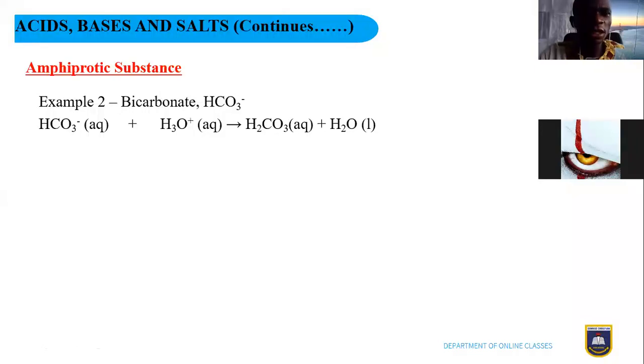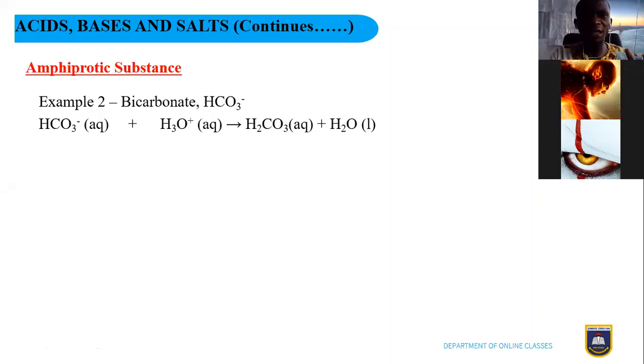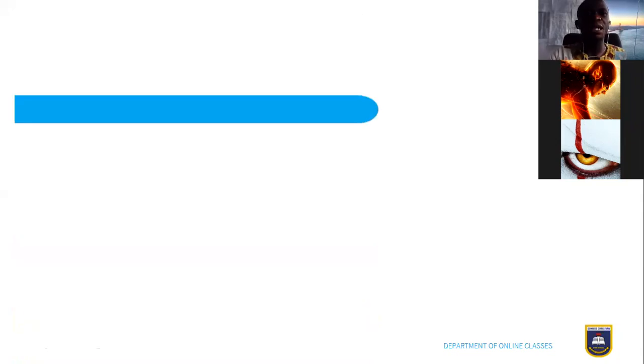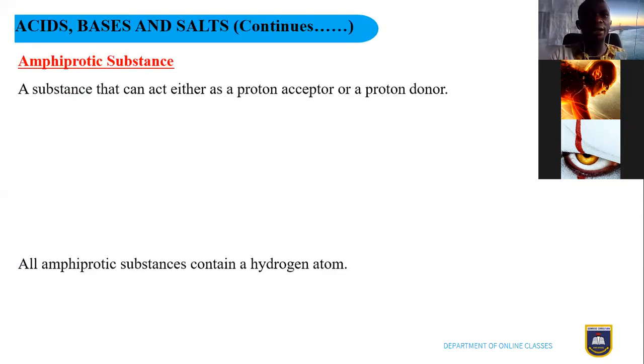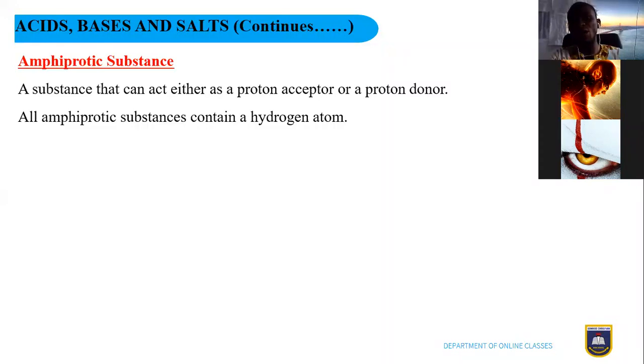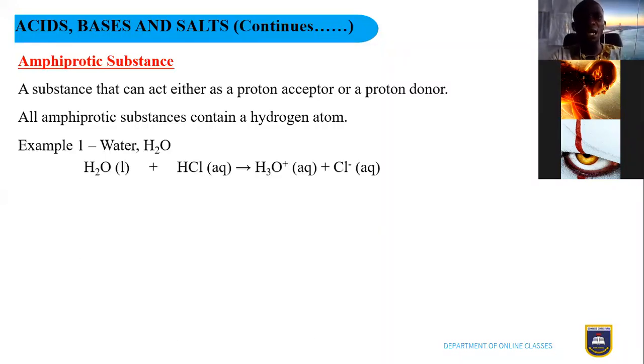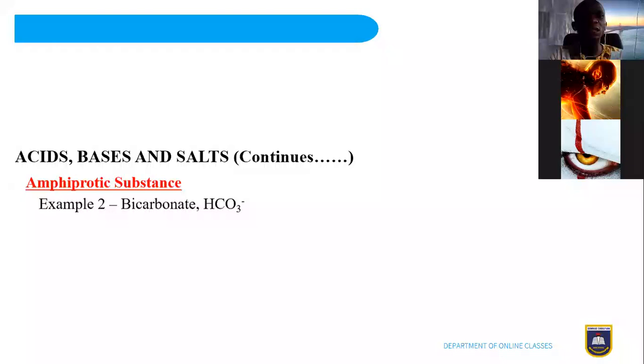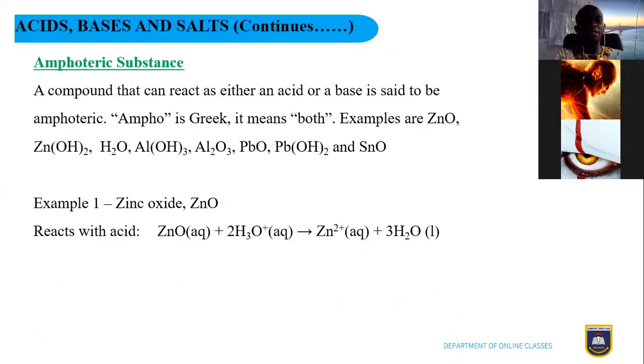All right, good afternoon, ladies and gentlemen. The last time we stopped at amphiprotic substances, and I said they are those substances that are capable of acting as a proton acceptor or a proton donor. I gave examples of them. Then we looked at amphoteric substances. And I said they are compounds or substances that react either as an acid or a base, or they react with both acids and bases. That's another way of putting it.